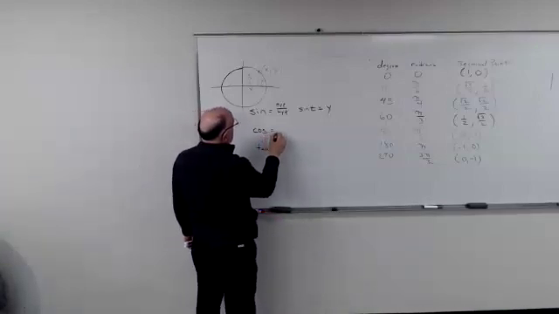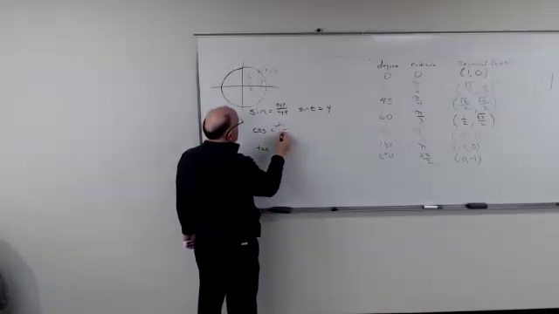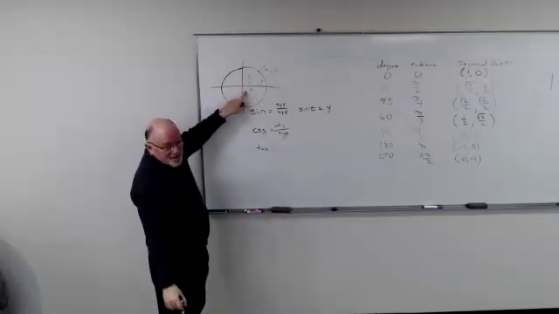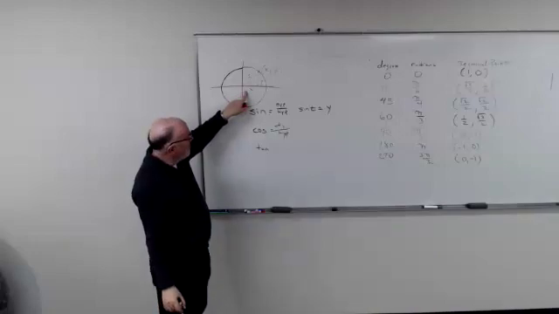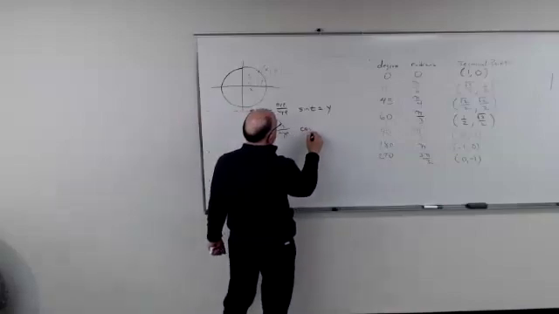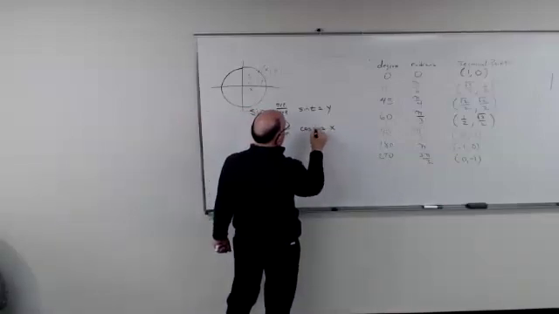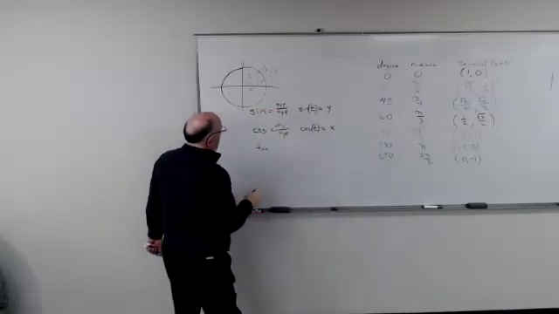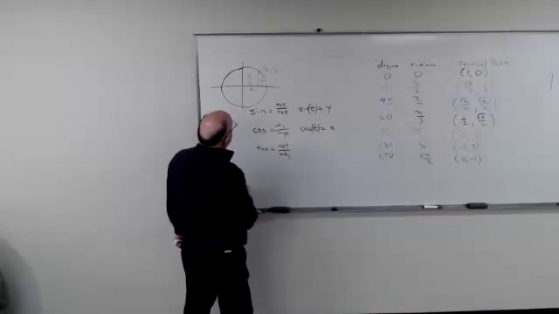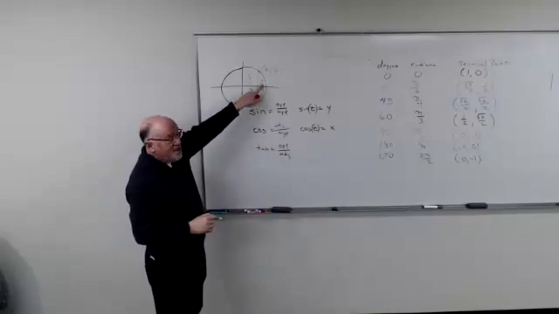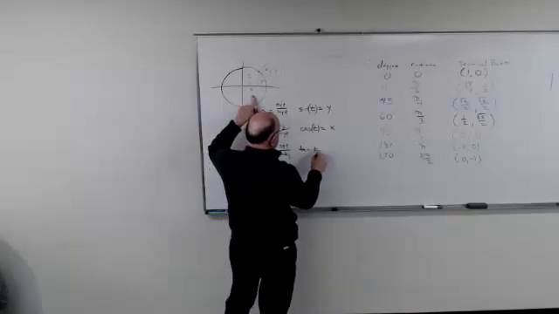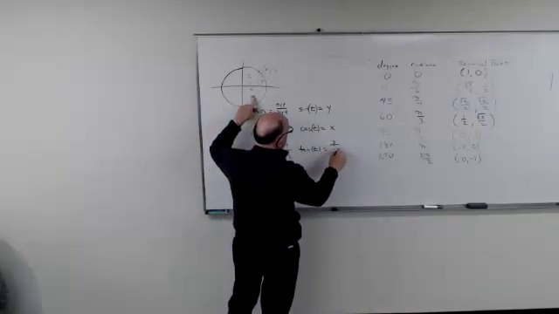Cosine is adjacent over hypotenuse. And so here's my angle. This is the adjacent side, which is going to be given by x. And again, my hypotenuse is 1. So cosine would be x. And then tangent is opposite over adjacent. So this is the opposite, this is my adjacent. And so my tangent of t is going to be y over x.